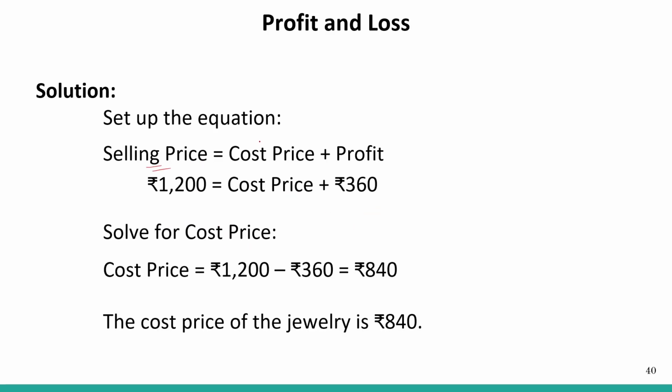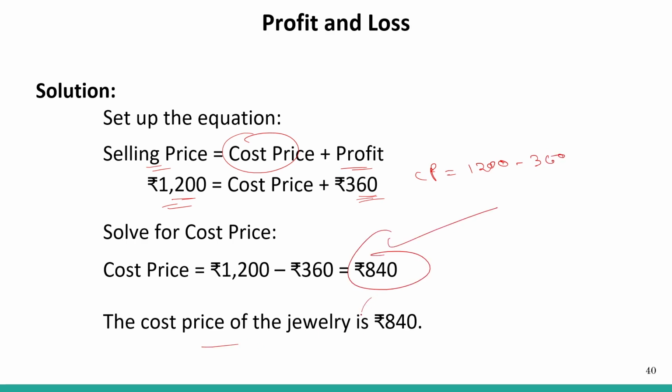Okay. So selling price will be cost price plus profit. So selling price is 1200 and profit is 360. So cost price will be CP is equal to 1200 minus 360 is equal to 840. This is what we have. So the cost price of the jewelry is nothing but 840 rupees. So this is the correct answer.